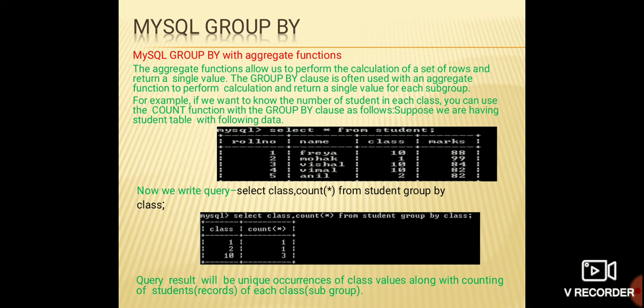Student. Okay, now with the help of an aggregate function, if I want to show it with an aggregate function, you can see the explanation here. The aggregate function allows us to perform a calculation on a set of rows and return a single value. The group by clause is often used with an aggregate function to perform calculation and return a single value for each subgroup. You can see here.